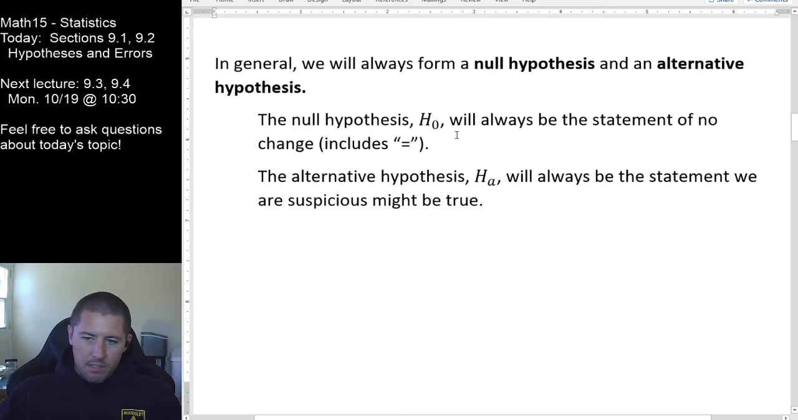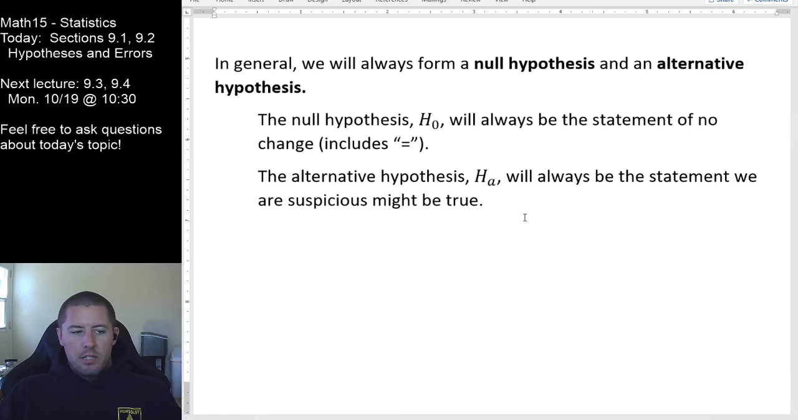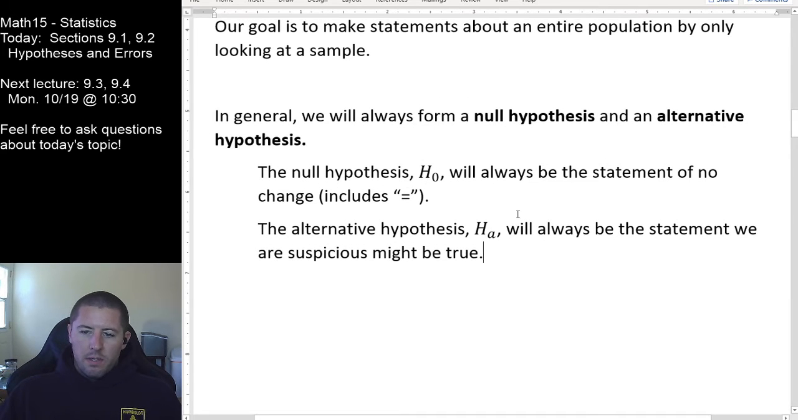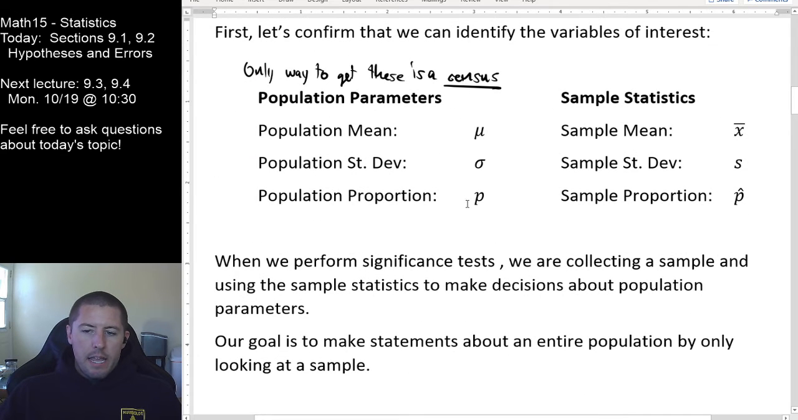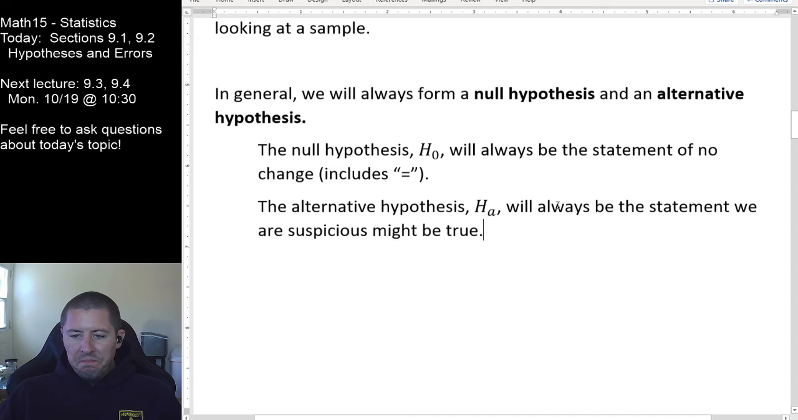So what we really want to focus on here is that this H sub zero, which I'll typically verbalize as H naught, like N-A-U-G-H-T, not N-O-T, not, versus HA, we want to phrase in terms of the population parameters that we are attempting to make statements about. It's very standard that for our H naught and our HA, we are going to make statements about mu, sigma, or P. We're going to use the information from x bar, s, or p hat to help make the decision about mu, sigma, or P.